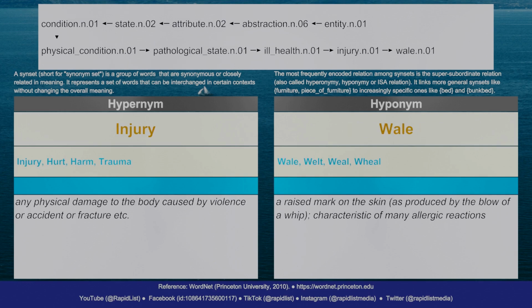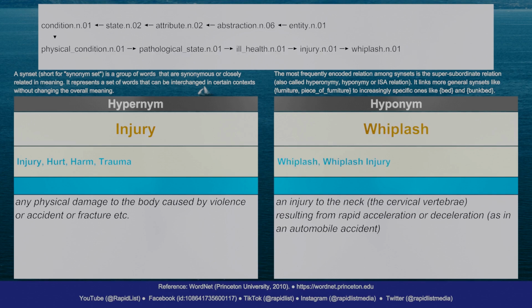Whale. A raised mark on the skin, as produced by the blow of a whip, characteristic of many allergic reactions. Whiplash. An injury to the neck, the cervical vertebrae, resulting from rapid acceleration or deceleration, as in an automobile accident.